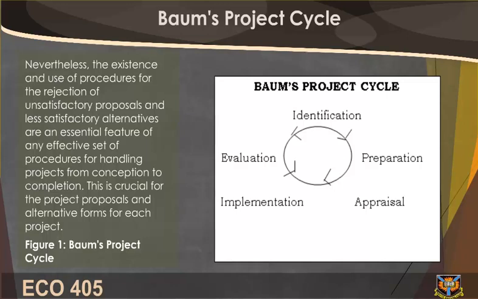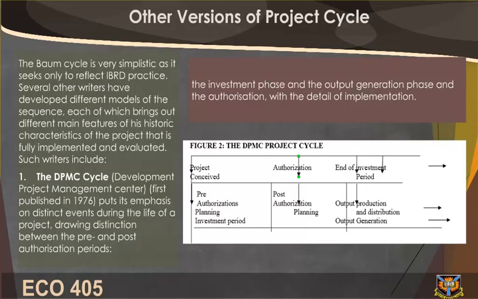Nevertheless, the existence and use of procedures for the rejection of unsatisfactory proposals and less satisfactory alternatives are an essential feature of any effective set of procedures for handling projects from conception to completion. This is crucial for the project proposals and alternative forms for each project. Other versions of project cycle.